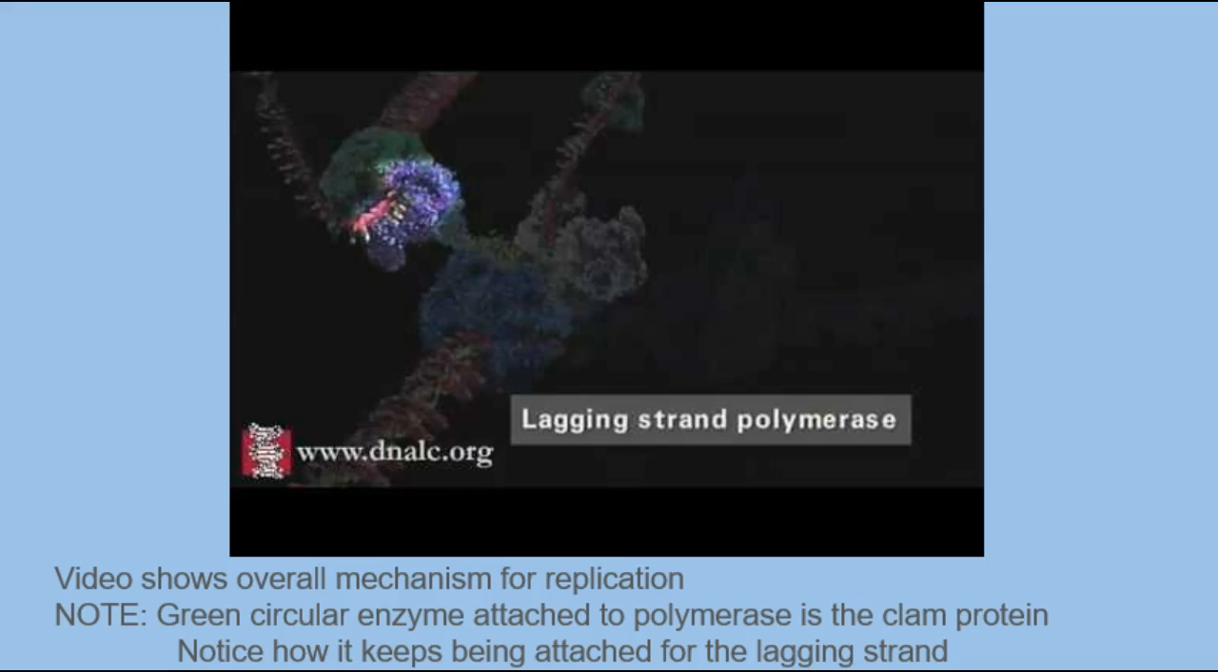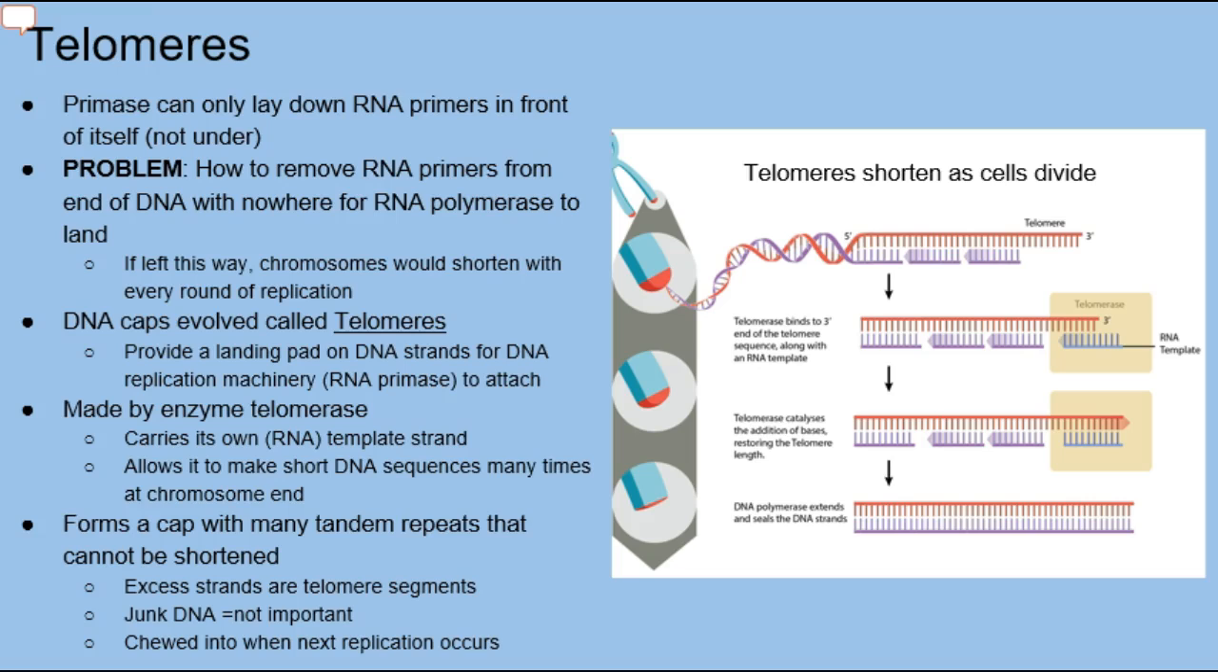Primase can only lay down RNA primers that are in front of itself. So this creates a problem because how can we remove RNA primers from the end of DNA where there's nowhere for RNA polymerase to land? If left this way, then the chromosomes would shorten with every single round of replication and would eventually become nothing.